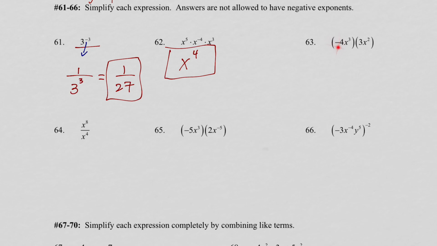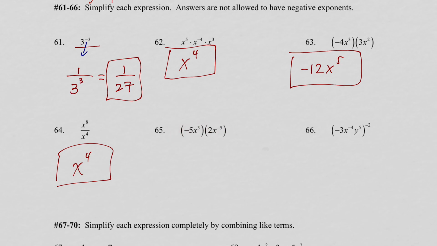Don't confuse negative numbers with negative exponents. This is just a negative 4. I'm multiplying it by 3, and I get negative 12. And then we have x to the 3 plus 2 is 5. And that's it. Whenever you're dividing, you subtract exponents as long as the bases are the same. So this is x to the 8 minus 4 is 4. So we end up with x to the 4.